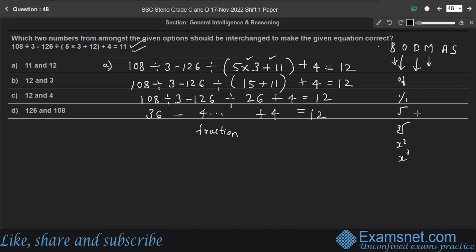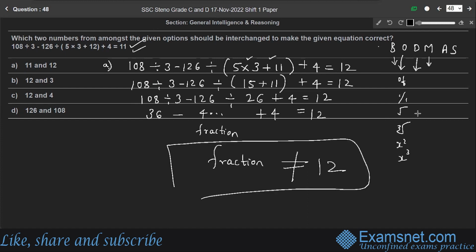This is not equal to 12, because 4 point something, a fraction, when added to a whole number or subtracted from a whole number, gives a fraction. Therefore, this is not equal to 12. Therefore, if you interchange 11 and 12, this will not balance the given equation. Therefore, option A is not the correct answer.